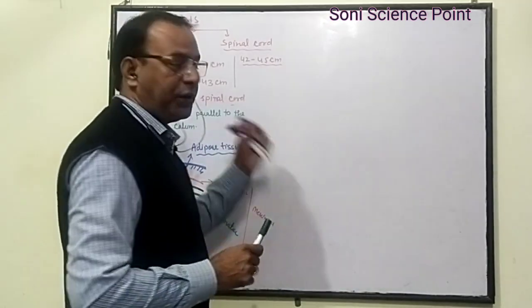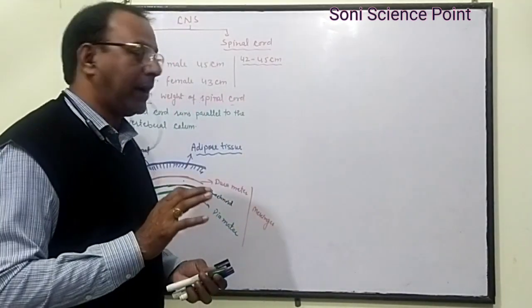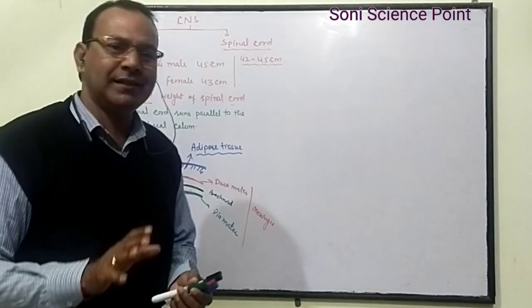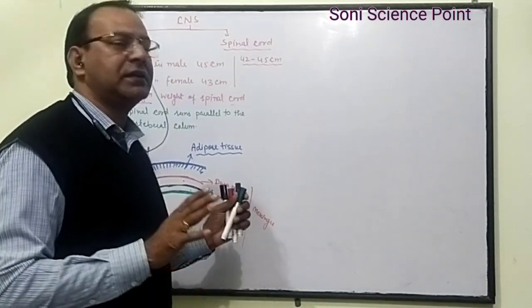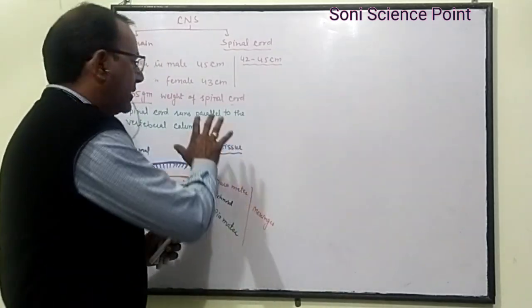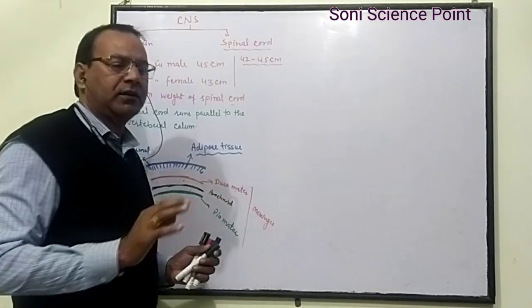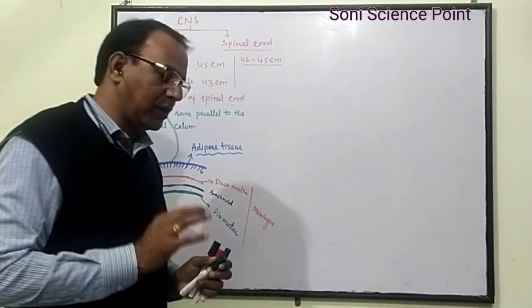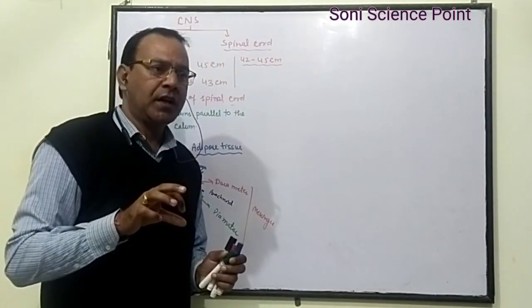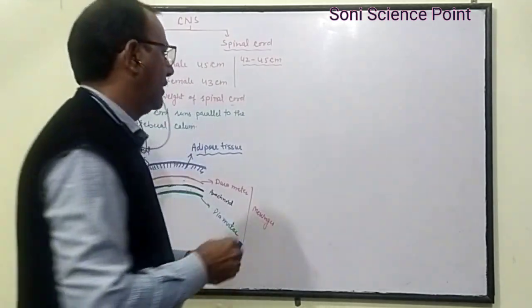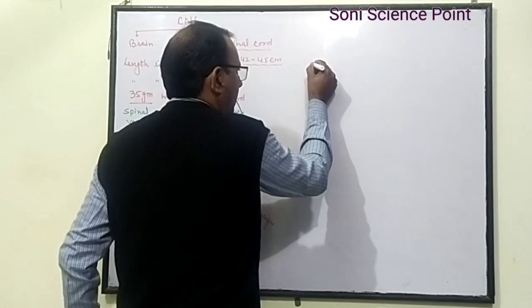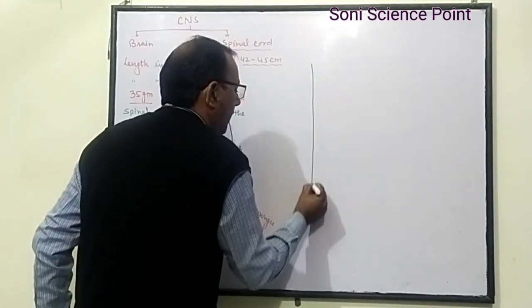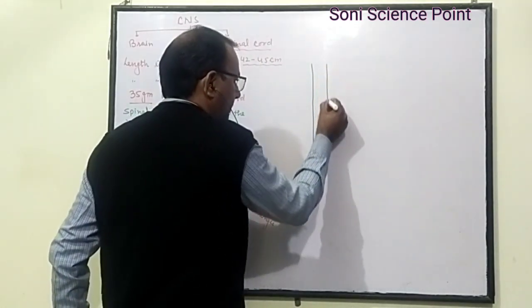If we cut the spinal cord transversely, we can see different sections. Firstly, it is a cylindrical structure, but there is no definite diameter of the spinal cord. This is because there are two regions where swelling can be seen. This is the long cylindrical structure of the spinal cord.